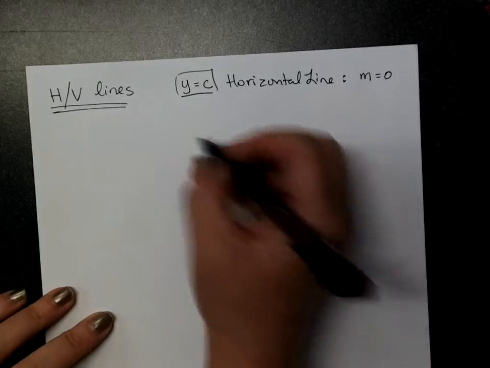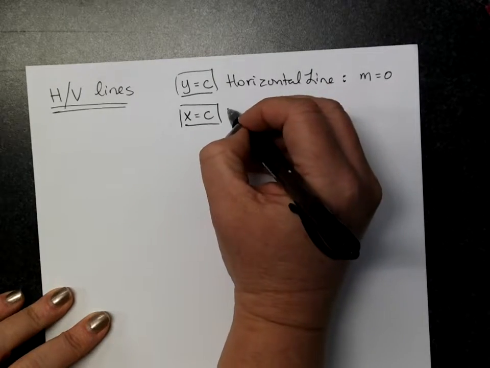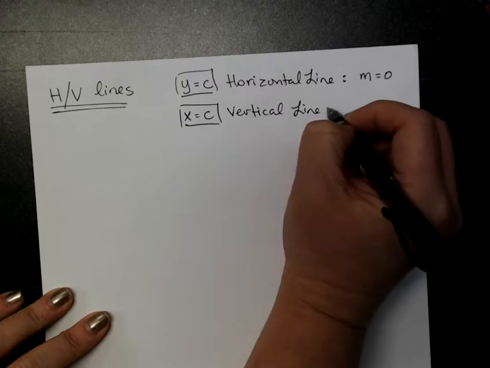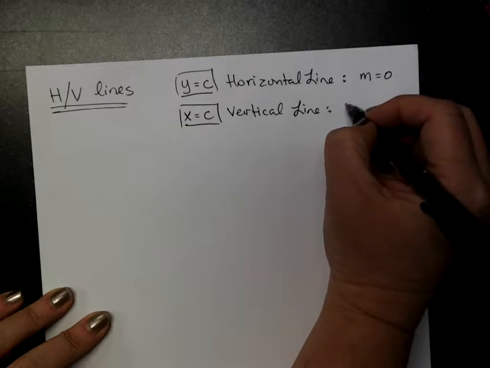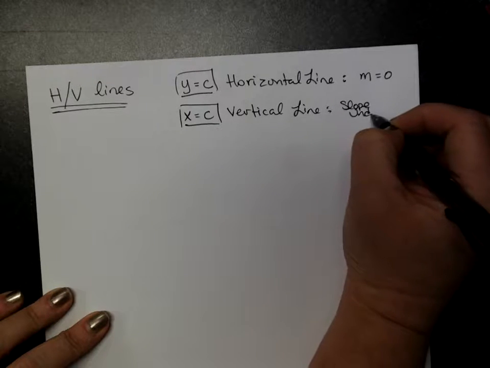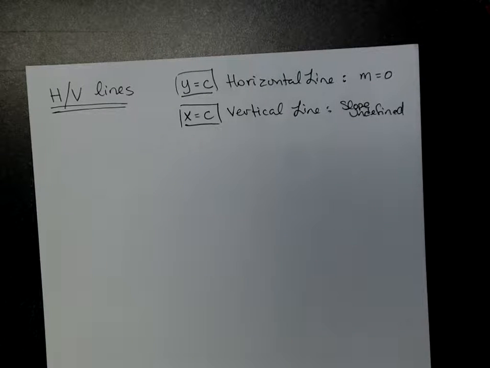Now, if you see x equals c, what kind of line are you talking about? Always vertical. And what is the slope of a vertical line? Always undefined. So when you're writing equations of horizontal and vertical lines, you are working purely with clues, and your clues are all based on understanding the basic characteristics of horizontal and vertical lines.